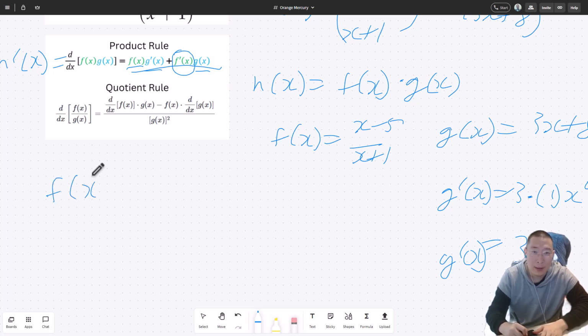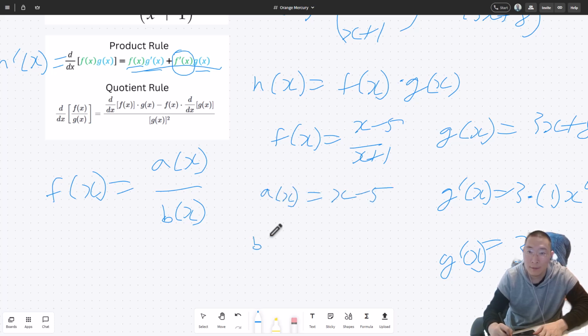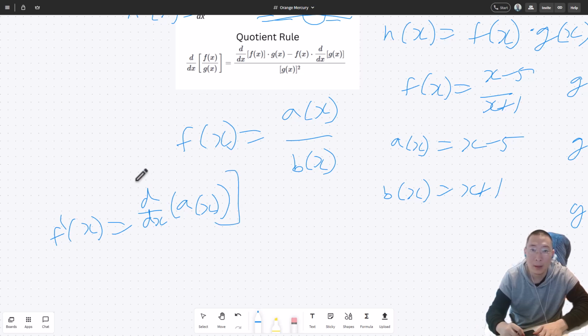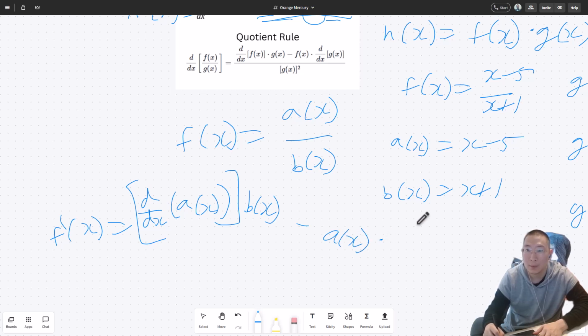So let's say f of x is equal to a of x over b of x, where a of x is the numerator, x minus 5, and b of x is x plus 1. We can use the quotient rule here. f prime of x, the derivative of f of x, is equal to the derivative of a of x multiplied by b of x, minus a of x multiplied by the derivative of b of x.